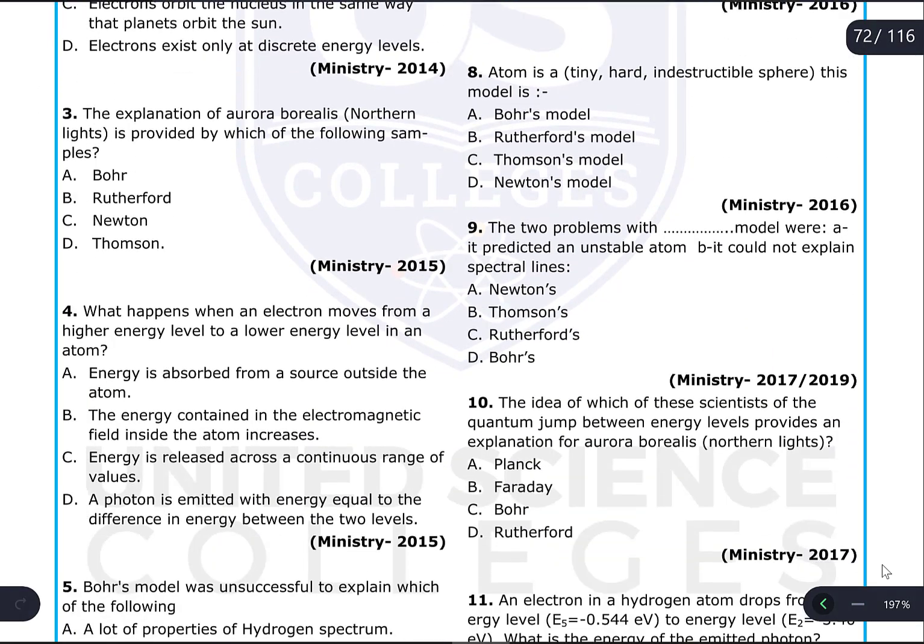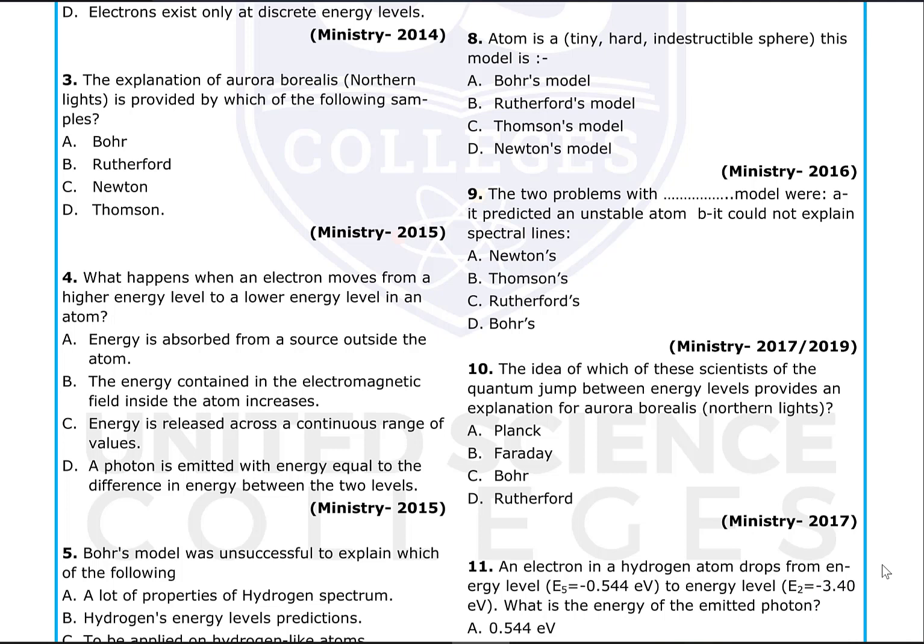Question number 3. The explanation of the aurora borealis, which is northern lights, is provided by which of the following samples? Bohr's model can explain that, because the gas shining and emitting different wavelengths of light was first explained by Bohr's model.